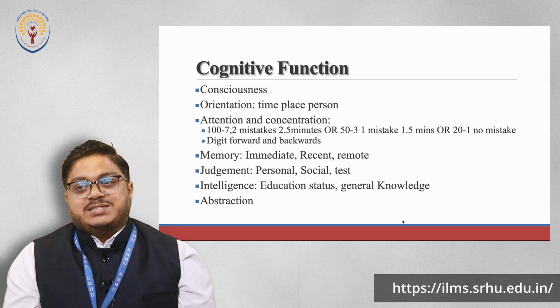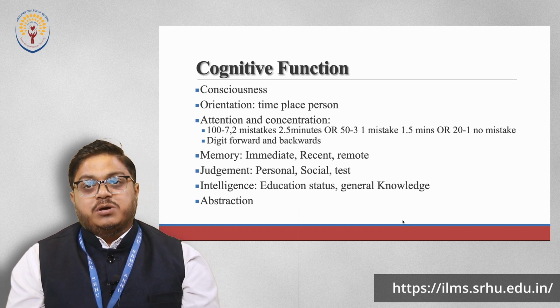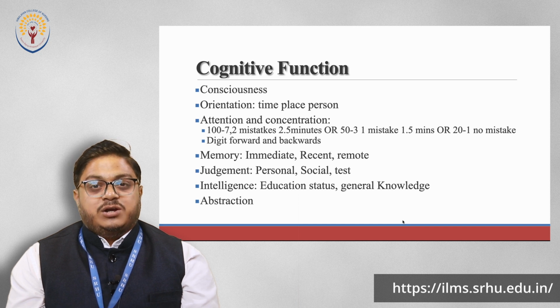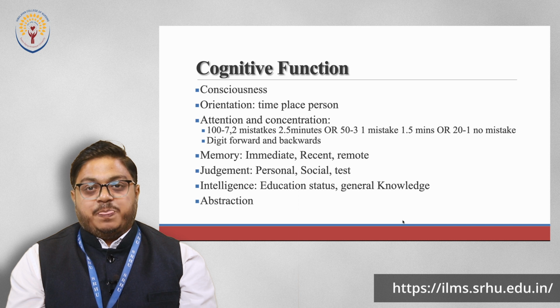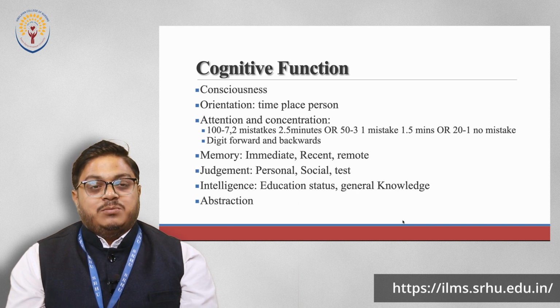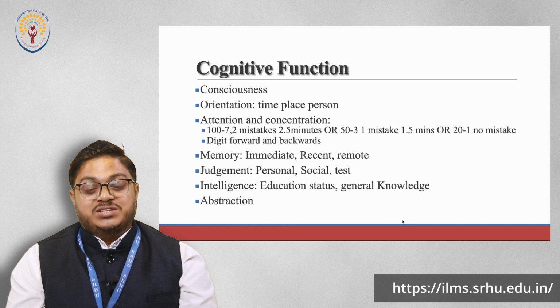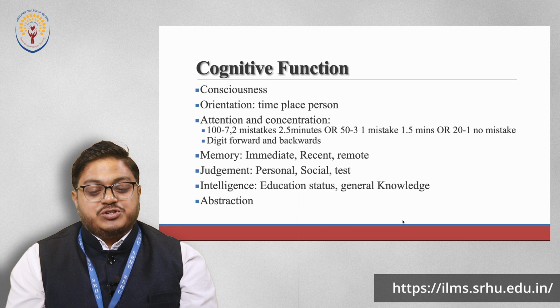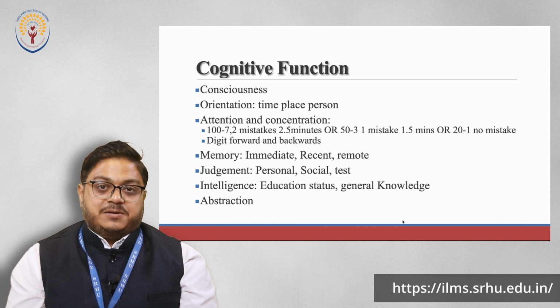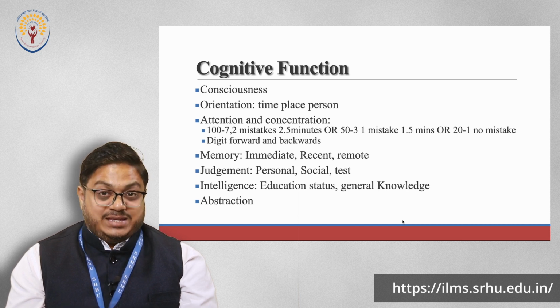So again, 100 minus 7. If the patient is not able to do this exercise, don't just say that the patient has a short attention span. We can give a considerably smaller exercise, but again this is standard, do not change the digits. So if the patient is not able to do 100 minus 7, we will tell the patient to do 50 minus 3, 50 minus 3.